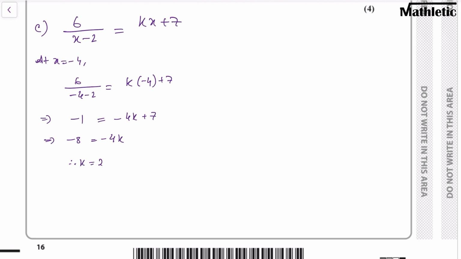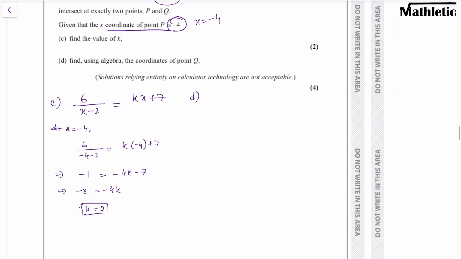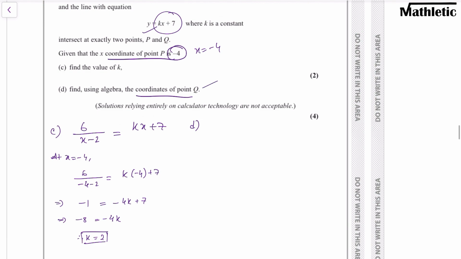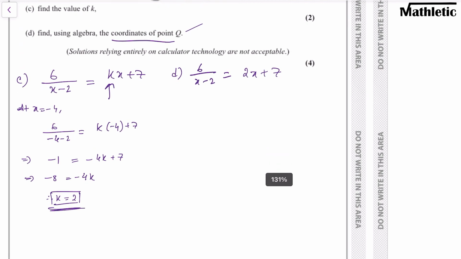So k is actually 2. For part D, we need to calculate the coordinate of Q. The line and the curve intersect at 2 points P and Q. For any intersecting point, you just need to equate the equations. So I will use this part, but this time I will use the value of k. So this will be 6 by x minus 2 equals 2x plus 7.